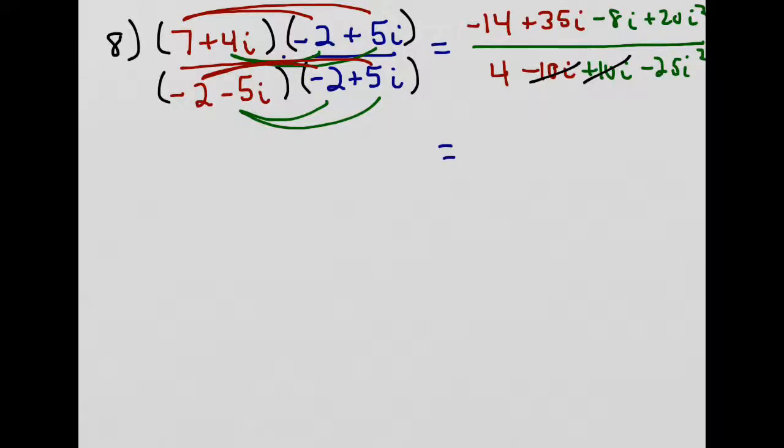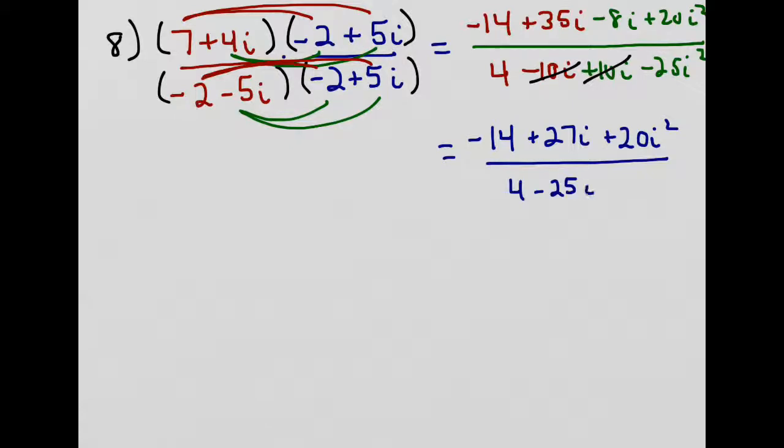In fact, when you're doing this, if you can remember that pattern, you don't even need to write them out. So up top I've got negative 14. I'm going to combine those like terms. So 35 minus 8, that's 27i, plus 20i squared. Down below I'm going to have 4 minus 25i squared. Then again we're going to remember i squared equals negative 1. And we're going to substitute that in.